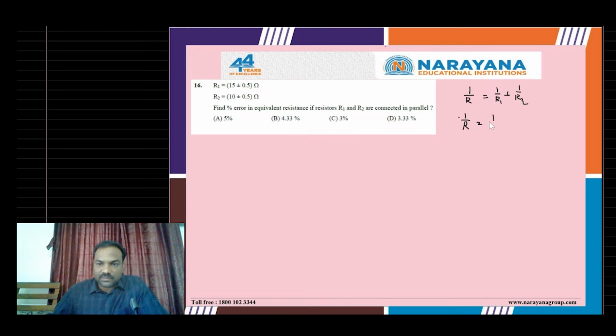1 by R is equal to, forget about the error, first we calculate the accurate value. 1 by 15 plus 1 by 10. So then R value comes out to be 150 by 25. So this is the R value. If you want, you can simplify that part. So then what is the error calculation in this? If you differentiate it, minus dR by R square is nothing but minus dR1 by R1 square, minus dR2 by R2 square.